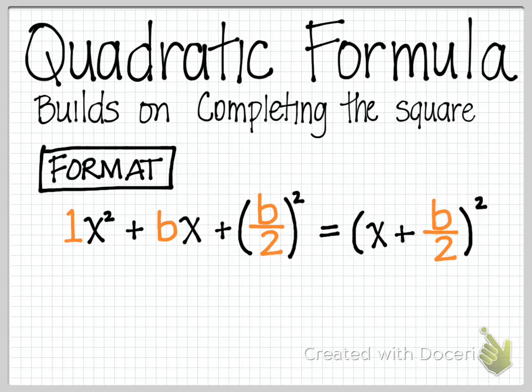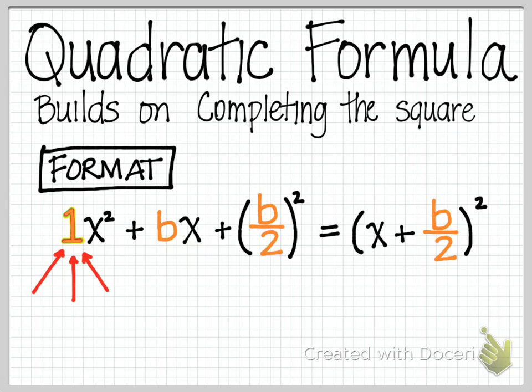Recall that the format that we ended up with for completing the square was this idea that we make sure that our a is a 1, so we've divided any quadratic equation we have to ensure that our a is actually a 1. And then we will have this bx, and what we would do to complete the square is we would add half of b squared. And when we add this half of b quantity squared, this trinomial now can be factored into the binomial squared, and that is the action of completing the square.